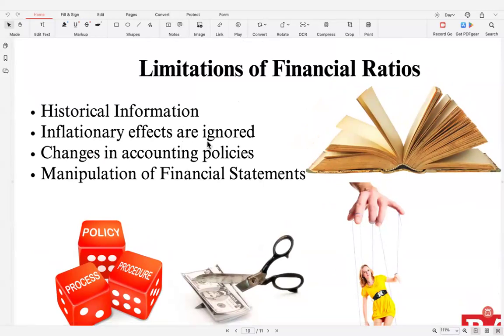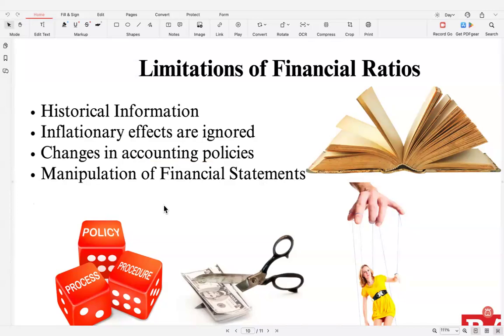Yes, the inflationary effects are not taken into consideration when we're calculating financial ratios, which makes it difficult to rely on the results of the financial ratios, right? Then changes in accounting policies, and of course, the manipulation of financial statements. As I told you, we use the term window dressing in accounting, meaning you manipulate the financial statements. So organizations can actually do that.